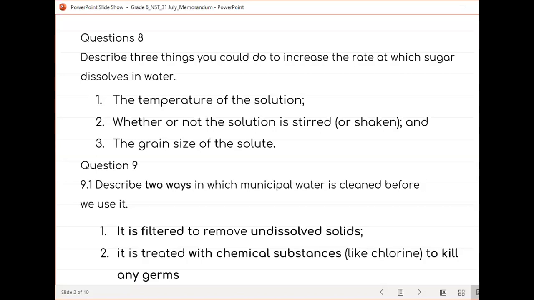So I mentioned filtration, and that is to remove undissolved solids. And then we also have treating the water with chemical substances. An example of the process is chlorination, right? And that is to kill germs. And if you also say settling, that is also correct. I just saw that most of you guys said settling and decanting. Okay, so the municipality just uses settling, and not decanting per se.